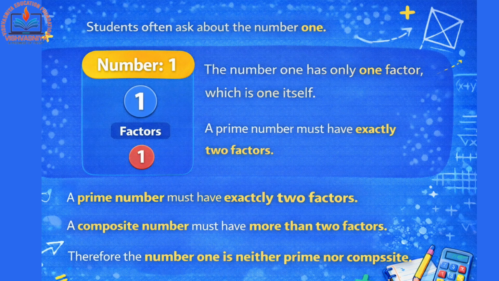Students often ask about the number 1. The number 1 has only one factor, which is 1 itself. A prime number must have exactly two factors. A composite number must have more than two factors. Therefore, the number 1 is neither prime nor composite.